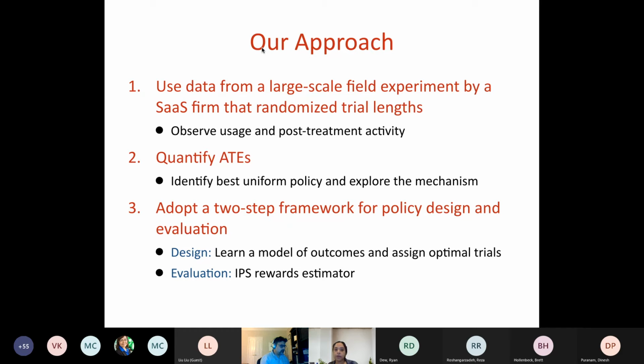And then I'm going to adopt a two-step framework for policy design and then evaluate it. To design the policies, we are going to use a model of outcomes as a function of pre-treatment variables and the treatment, and then use that to assign optimal trials. There are other ways to do that as well, and I'll talk about that when we get there. And we're going to use an IPS rewards estimator, which is basically an inverse propensity score reward estimator, to evaluate these. I'll talk about all of this in greater detail, but this is the overview of the approach.